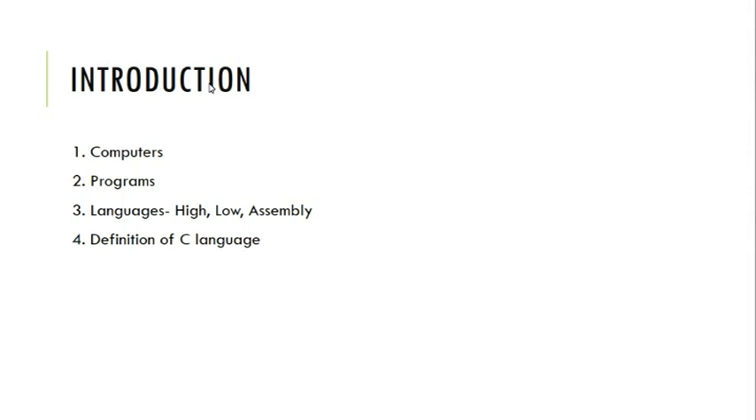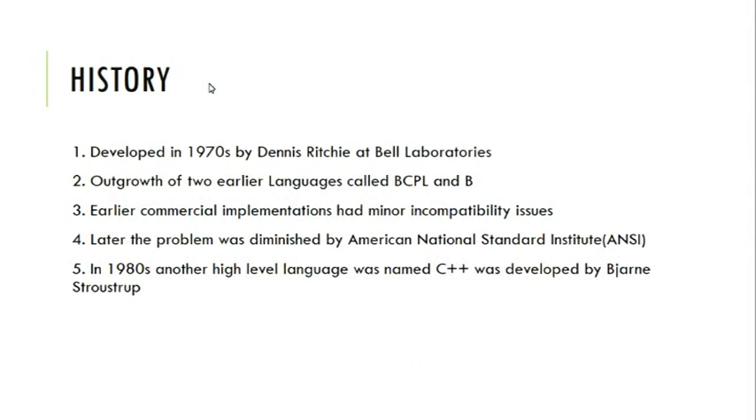Now coming to the creators of the language, we need to study the history of this language. C was developed in 1970s by one guy named Dennis Ritchie at Bell Laboratories, which is now known as AT&T Laboratories. C was actually an outgrowth of two earlier languages called BCPL and B. In fact, the name C comes because C comes after B. So since its predecessor was B, this language was named C.